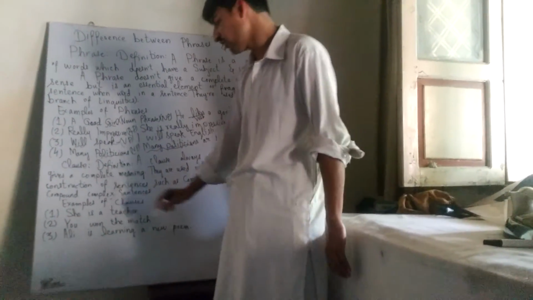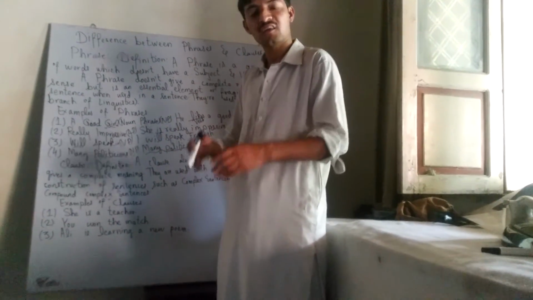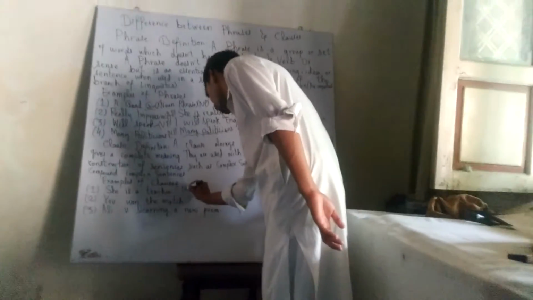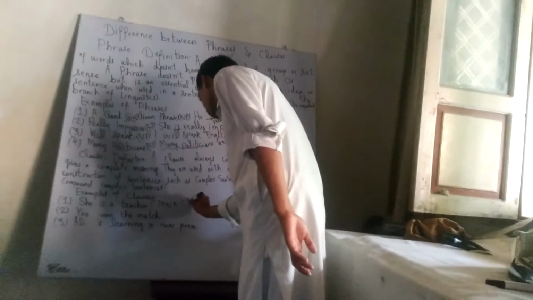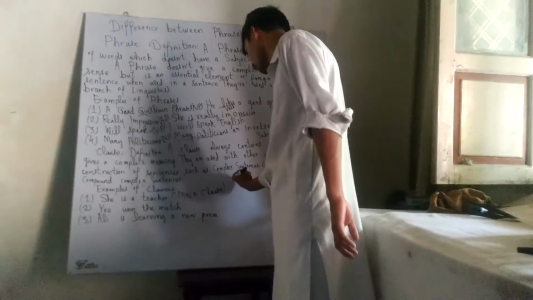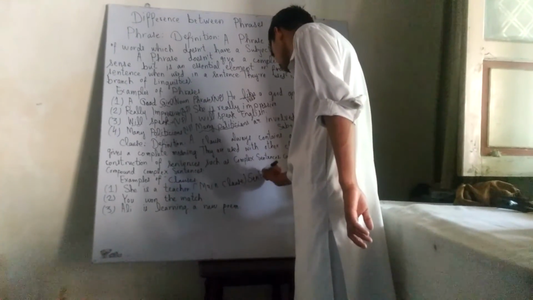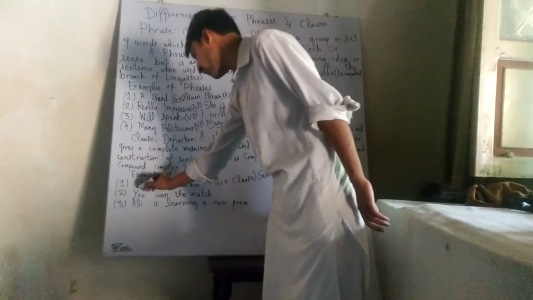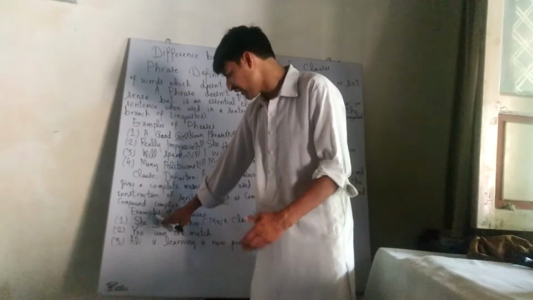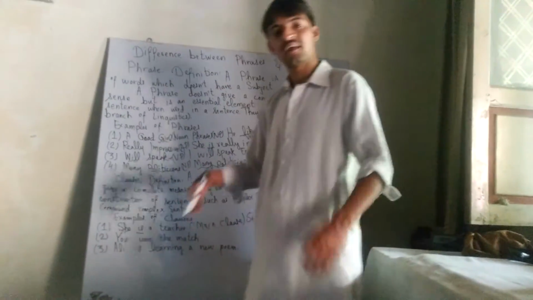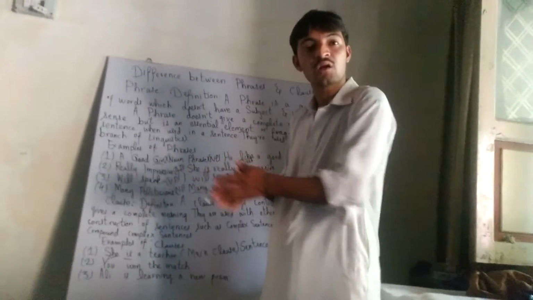"She is a teacher." So "She is a teacher" is a complete sentence, or it can also be called a main clause. Right? It contains a main clause, or it can also be called a sentence, because it contains a subject and verb. "She" is the subject of the sentence and "is" is the copular or linking verb. That's why it has its own subject and verb, and that is why it is called a clause.